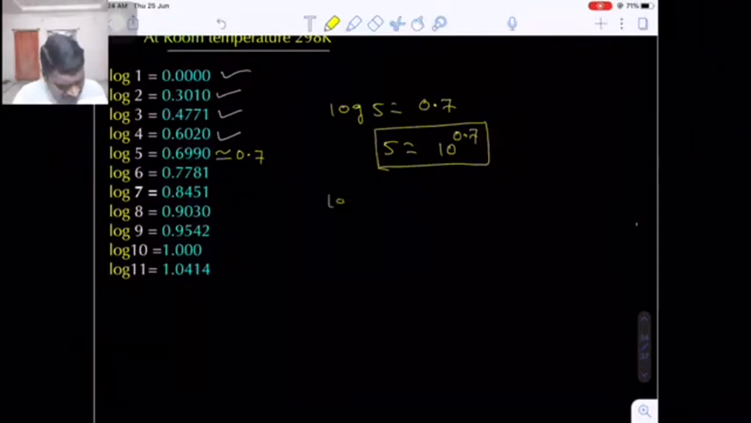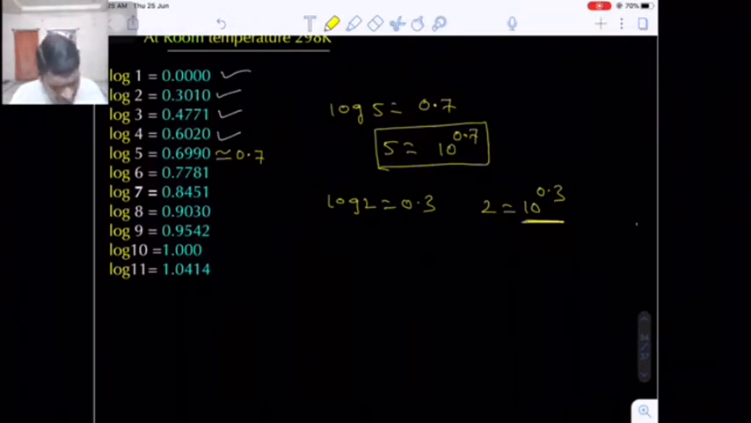Suppose the log 2 value is 0.3, I am taking only 0.3. So what is the 2 value? 10 to the power 0.3. Are you getting my point? This is very important. This is called anti-logarithm. Anti-logarithm 0.3 is nothing but 10 to the power 0.3. Anti-logarithm 5 is 10 to the power 5. Anti-logarithm 3 is 10 to the power 3.